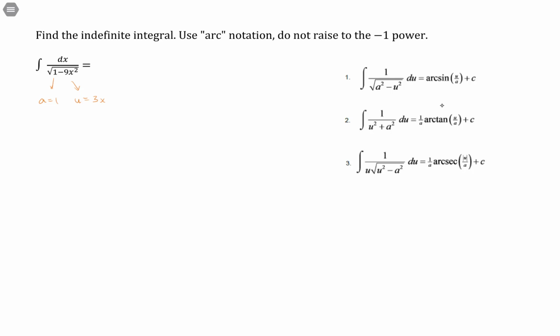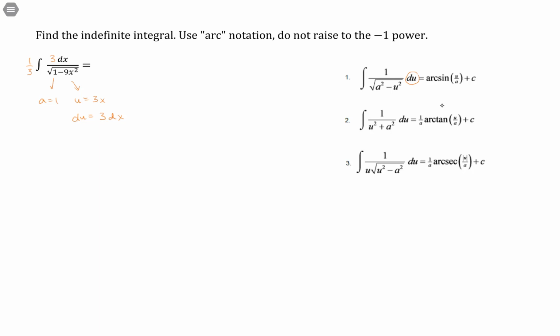Now, the other thing that we have to make sure matches up is the derivative of u has to be part of this formula as well. So the derivative of u is 3 dx. Well, I don't have a multiplier of 3 up here, but I can make one. I can actually just throw in a 3 here as long as I also put a 1/3 on the outside. So to make this integral work, I have to do that because the numerator has to be the derivative of whatever the function u is.